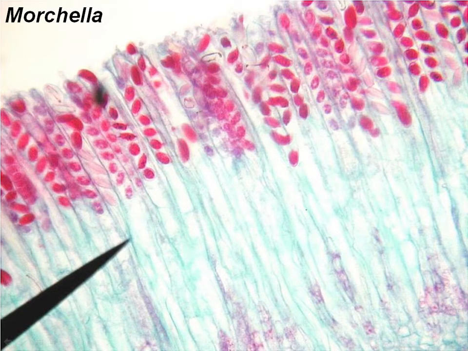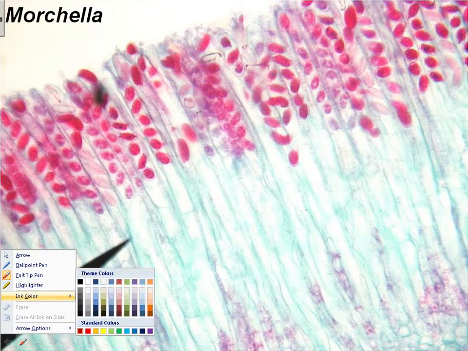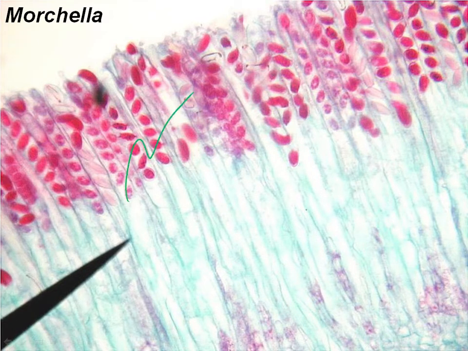Here's a section now through one of those cups. Again, this is Morchella. I don't think this one was taken in lab, but you could see the same kind of thing in our microscopes in lab. I need a color that's going to work on that. Green works pretty well. Try that. Any red, green colorblind people? I can switch to black. Okay with green.